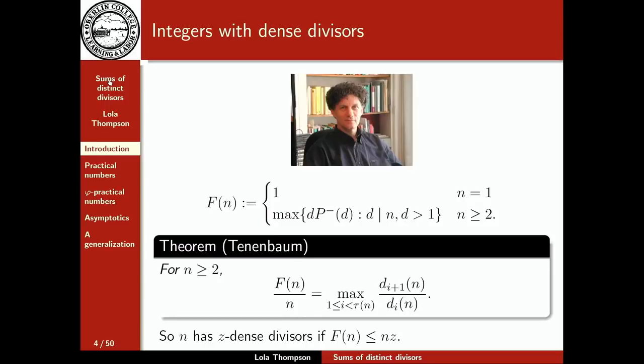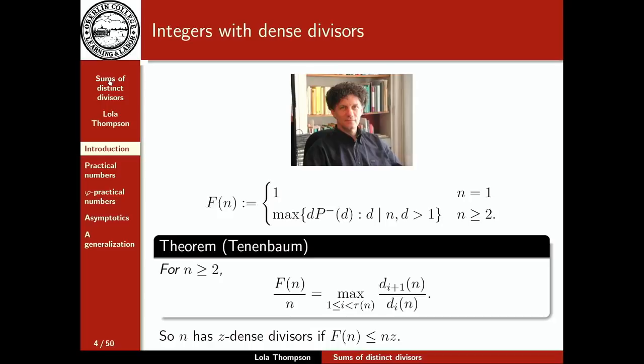So Tenenbaum is one person who has studied the integers with z-dense divisors. And in order to study them, he was looking in particular at a function called f of n, the Erdős–Szekeres function, which is defined to be 1 when n is 1, and then it's the maximum over the divisors of n times the smallest prime factors of those divisors when n is greater than or equal to 2.